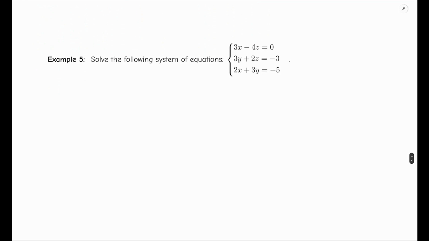Example 5. Solve the following systems of equations. 3x minus 4z equals 0. 3y plus 2z equals negative 3. 2x plus 3y equals negative 5. So now I need to determine which variable to eliminate. Well, I notice in equations B and C, the y's match up. So those would probably work out quite nicely. So let's go B minus C.